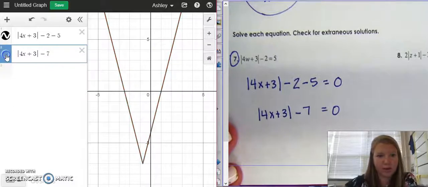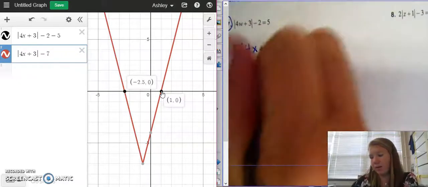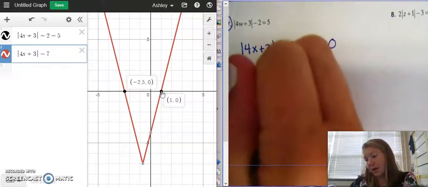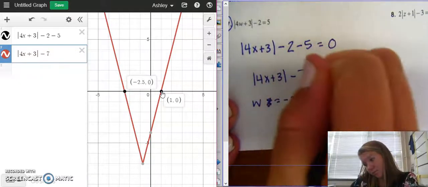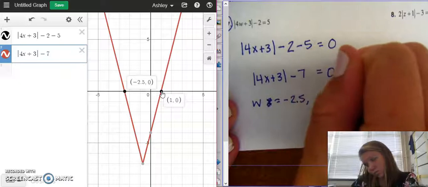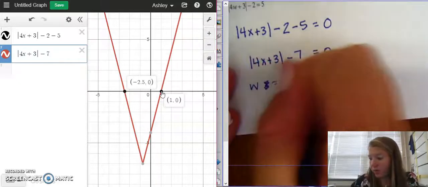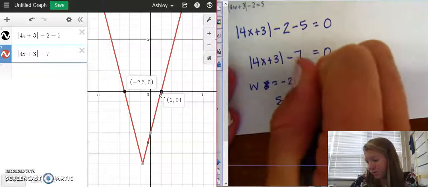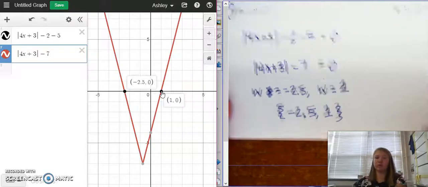Okay, and we see that red overlaps with the black on Desmos. The same answers, so negative 2.5 and positive 1. And I need to change back to W now. Or I can put that in curly brackets. And those are your solutions for number 7.